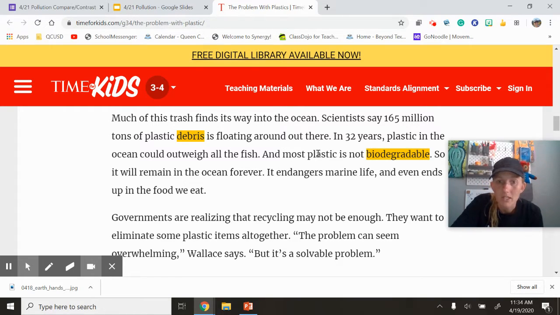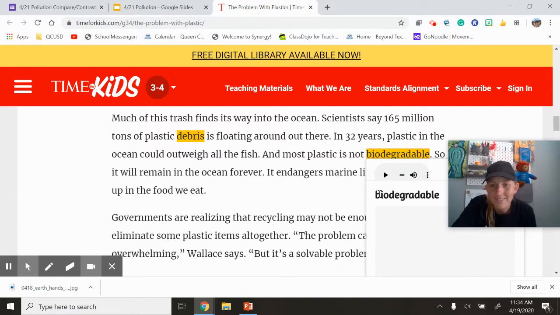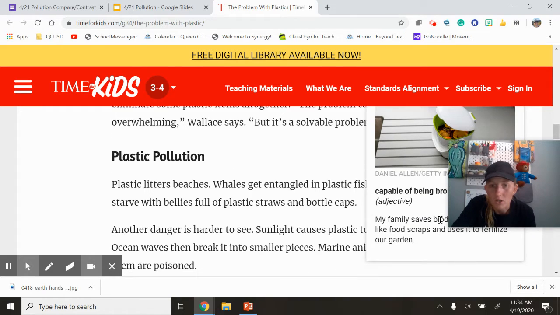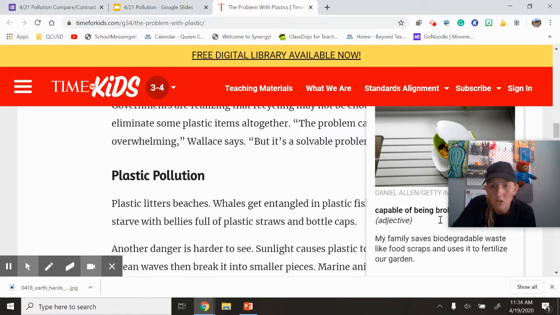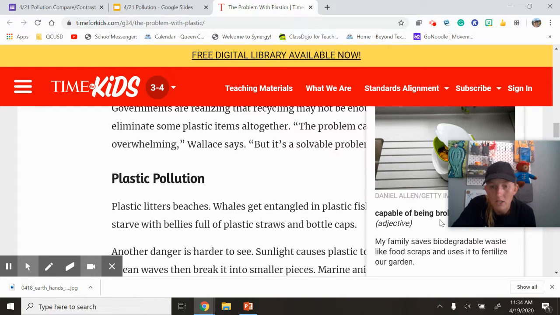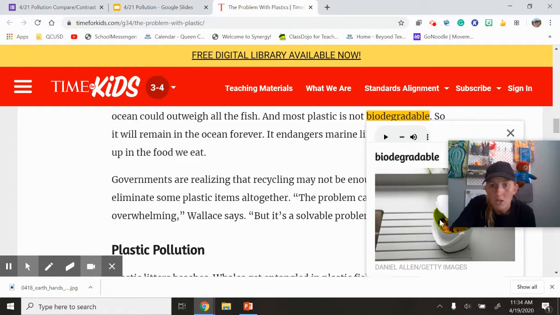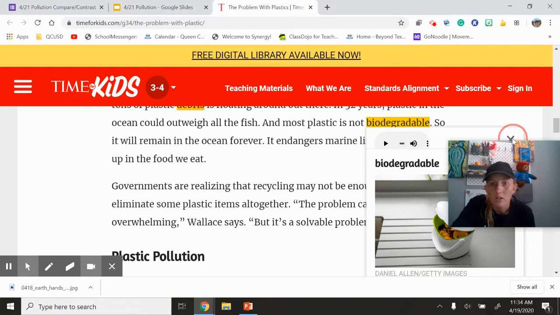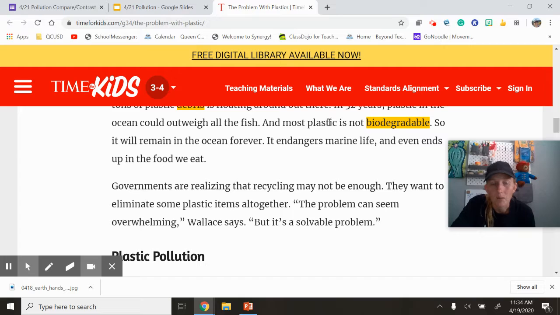And most plastic is not biodegradable. Let's see what that word means. This one is capable of being broken down naturally. So it says, my family saves biodegradable waste like food scraps and uses it to fertilize our garden. So you can make your own compost pile, and that helps the garden. But this is talking about how plastic is not biodegradable. If you were to bury plastic in your garden, it would stay there forever because it cannot break down.